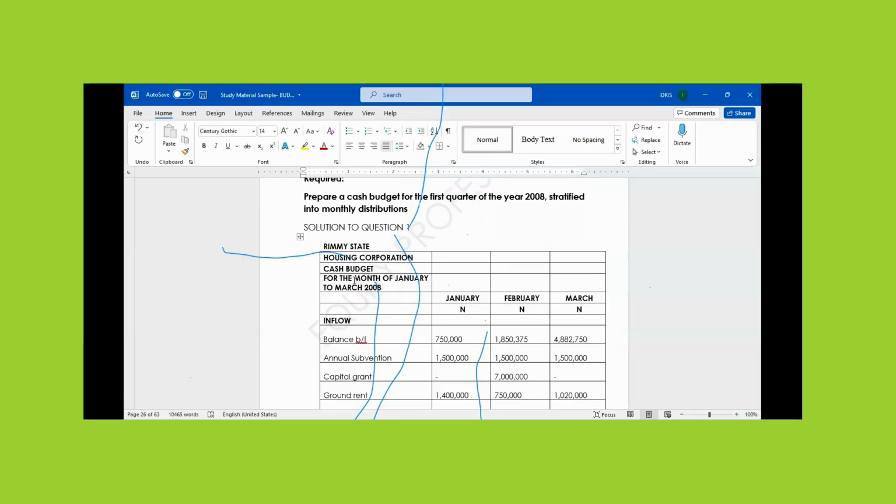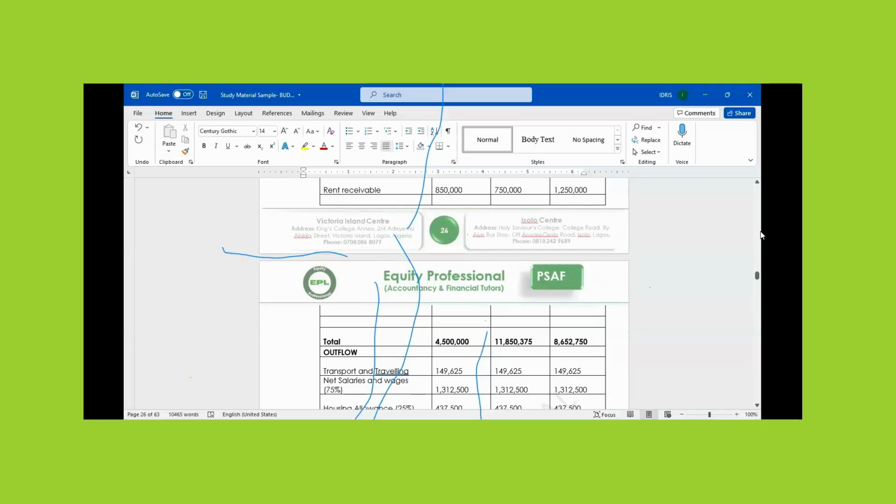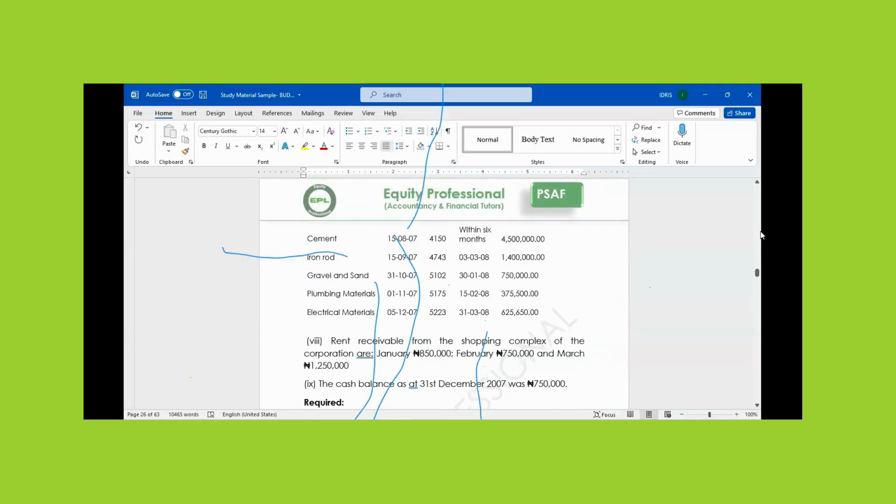January, February, and March. We divide our cash flow into two: inflow and what? Outflow. What we need to do first, the closing cash balance in December is going to become opening balance in which month? January. How much is the closing balance in December 2007? 750,000.